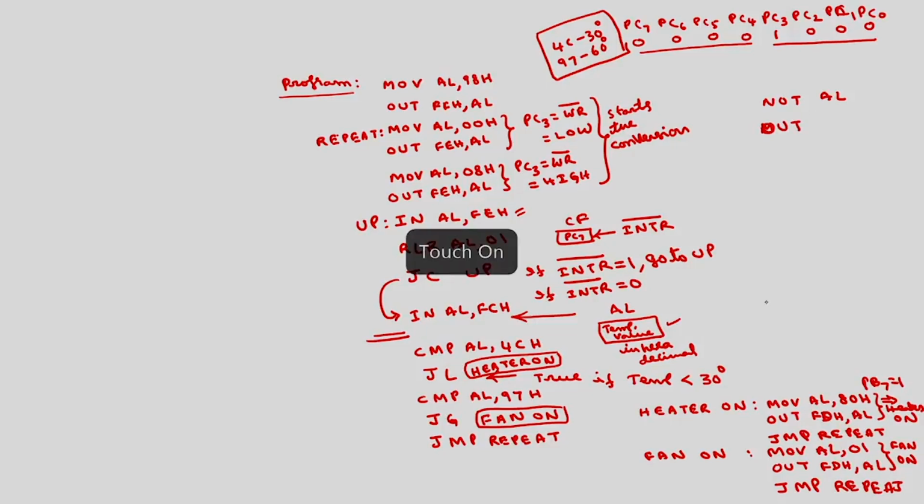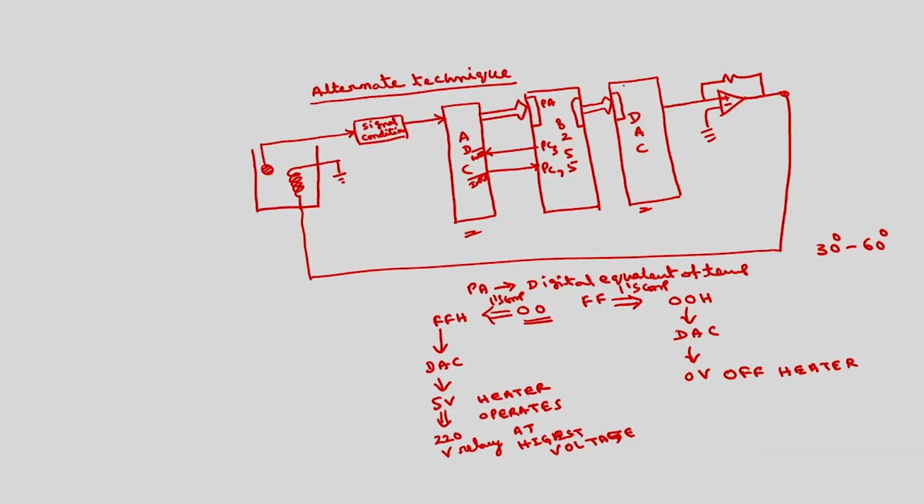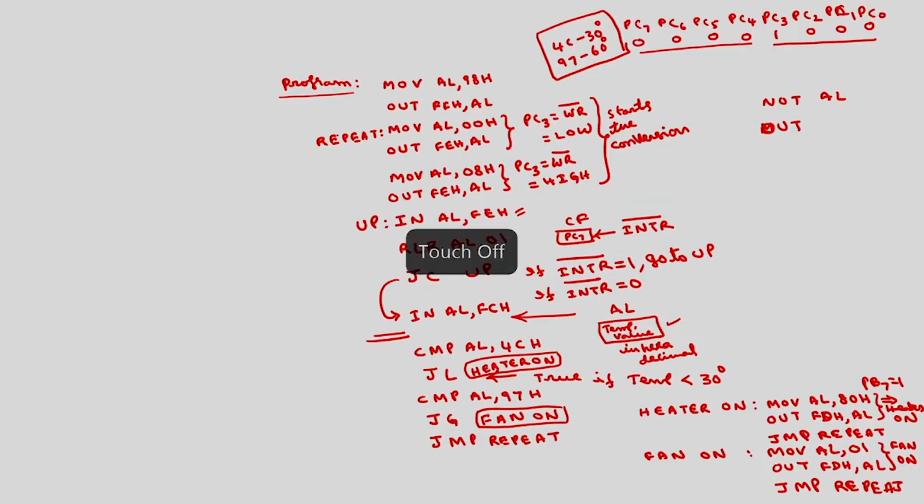I am going to connect this D to A converter to port B. This you have to program as an output port. Anyhow, in the previous example also you programmed port B as an output port. So, OUT port B is FDH comma AL. Then you have to repeat the process, jump onto repeat.